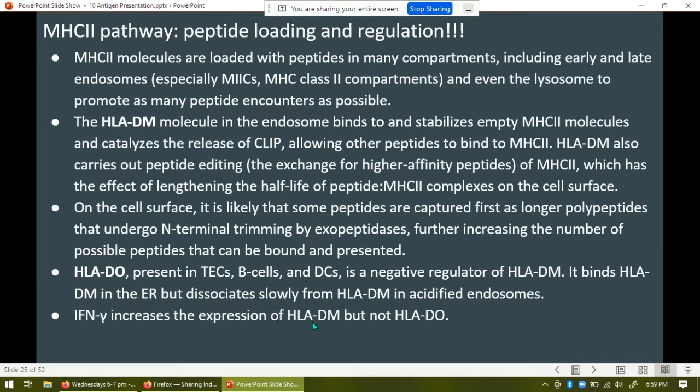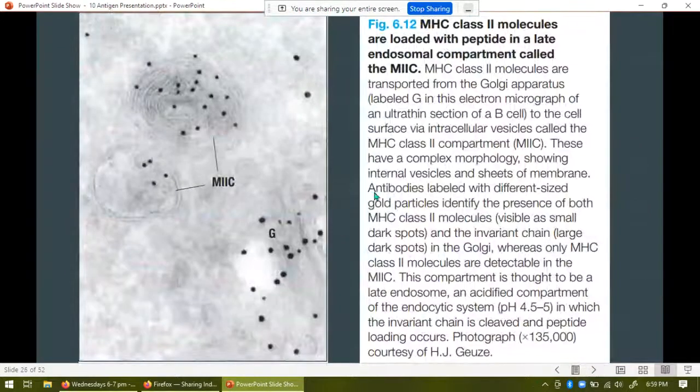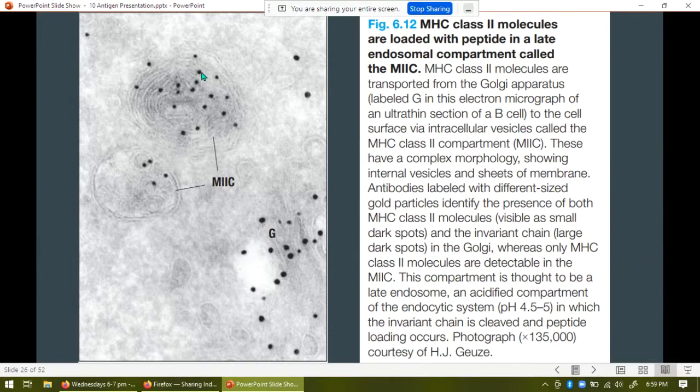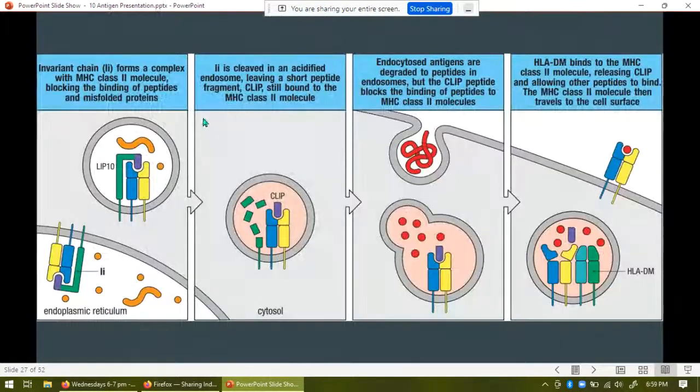Interferon gamma increases the expression of HLA-DM, but it does not increase HLA-DO expression. So HLA-DM starts to outnumber HLA-DO, and therefore you get more MHC2 loading occurring in cells stimulated with interferon gamma. So they actually have higher levels of MHC2 on their surface. And that's not the only reason why. There's actually a specific compartment in the late endosome called the M2C. Not really an important concept, but they've imaged it and it's a thing.